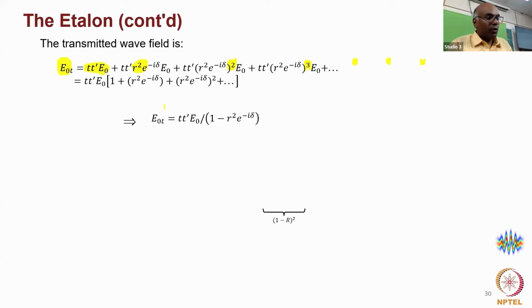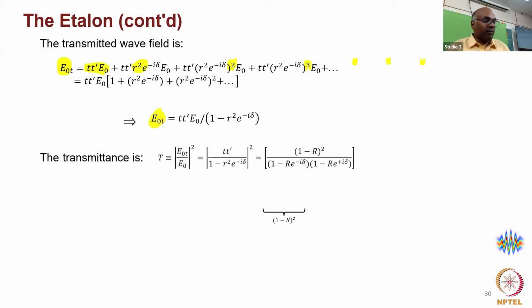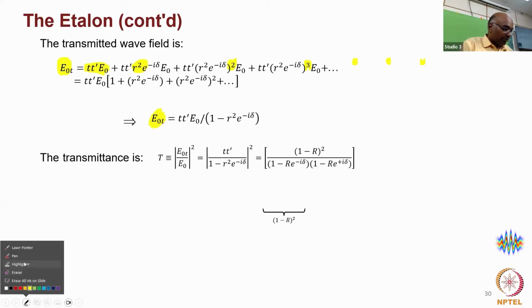So the total transmitted amplitude is TT prime multiplying E naught times 1 divided by 1 minus the common factor, which is r square e to the i delta. Now, this is the transmitted amplitude. The transmittance is the corresponding quantity for irradiance. That is the transmitted irradiance, which we call transmittance.